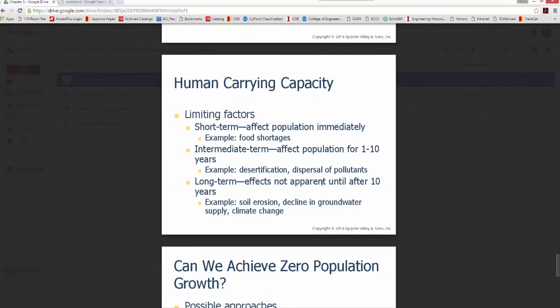Let's talk about some limiting factors to the human carrying capacity of the Earth.